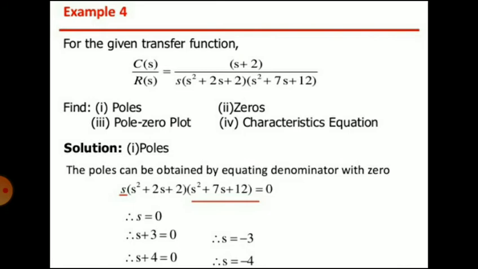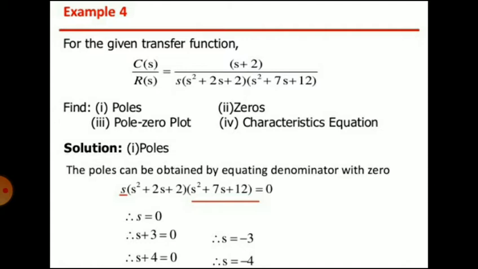Another example: for the given transfer function, you have to find out the poles, zeros, pole zero plot and characteristic equation. So first find out the poles by equating the denominator equal to 0. You will get s into s square plus 2s plus 2 into s square plus 7s plus 12 equal to 0. So first find out the roots.